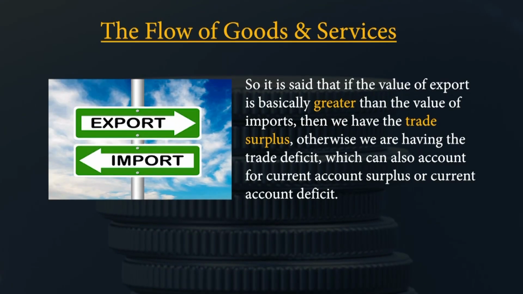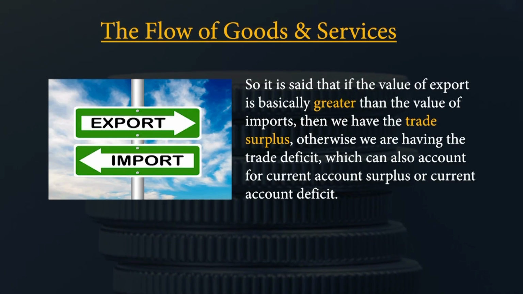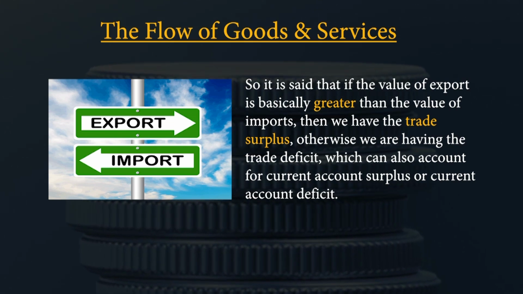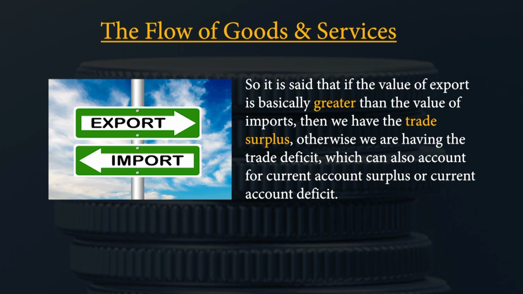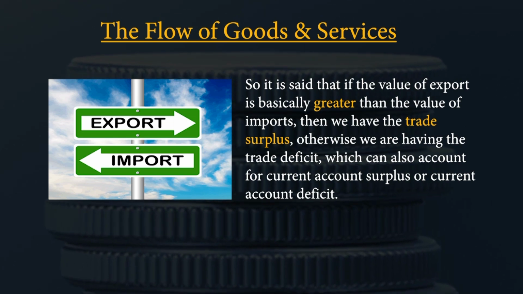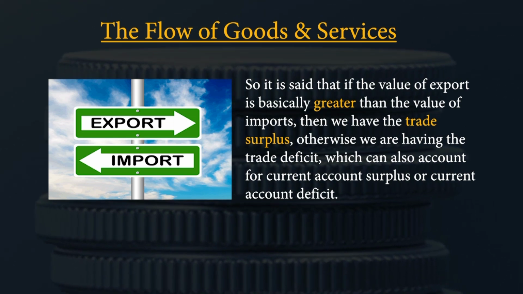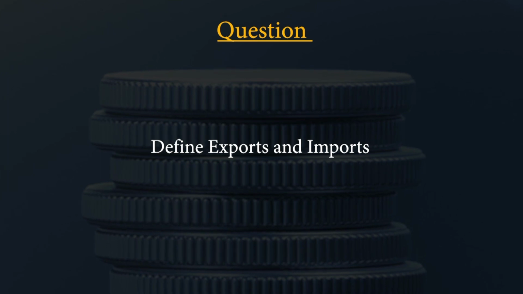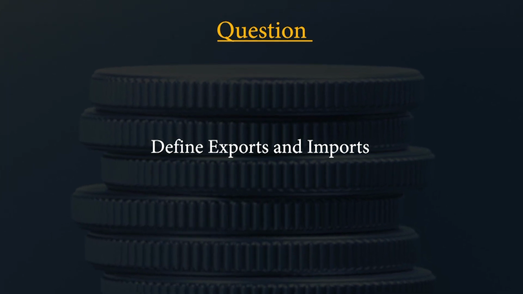If the value of exports is greater than the value of imports, then we have a trade surplus. Otherwise, we have a trade deficit, which can also be called a current account surplus or current account deficit. So now we can ask a question on the definition of export and import, where export refers to goods and services sold abroad, and imports are foreign goods sold domestically.